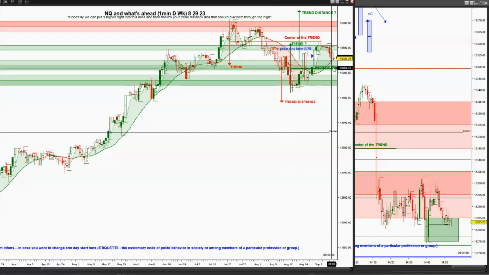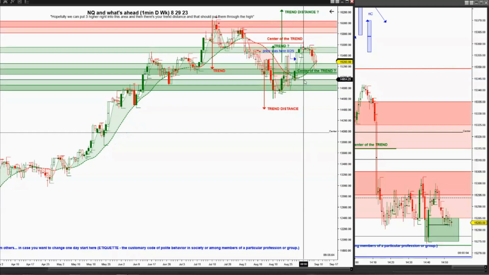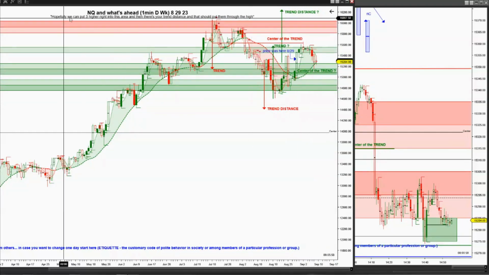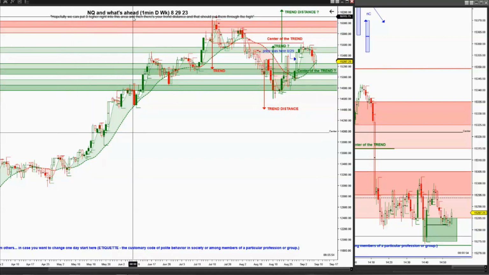We want to see if they'll go ahead and use these static zones here. That would be combined with potentially the uptrend. But I did say in that last video, hopefully we can get three higher right into this area, and it didn't happen. They got here and we didn't get these seven in total. We got one, two, three, four, five, six.